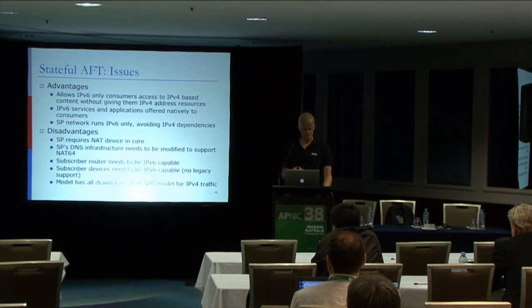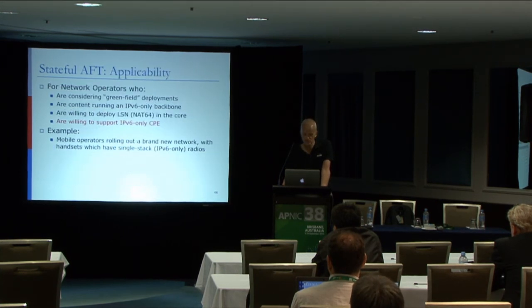Pardon me, what else? v6 services and applications can be offered natively to consumers. SP network runs v6 only, avoiding v4 dependencies. You need the NAT box, you need to support NAT6.4. Subscriber device needs to be v6 capable. There's no legacy support. All drawbacks of NAT, as I've talked about before. Useful for operators, again, it's the same as the others. Greenfield deployments, probably. We are starting off with a v6 only infrastructure.